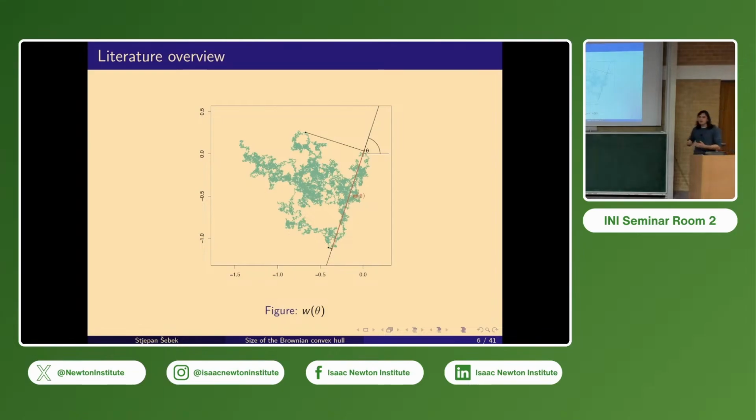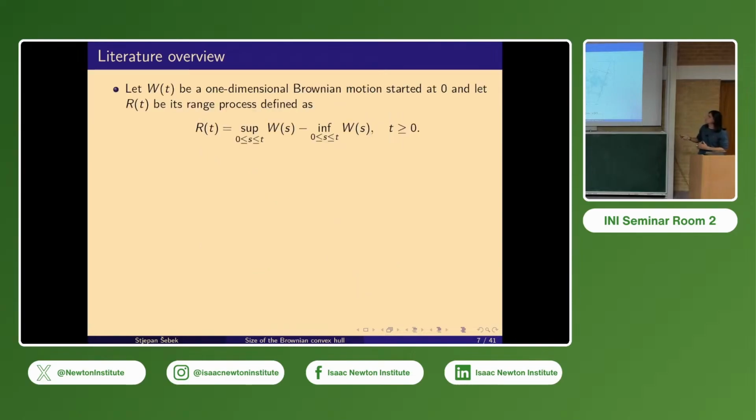But what are we really doing there? Regardless of theta, once we project this two-dimensional Brownian motion, we just get one-dimensional standard Brownian motion. So this parametrized width, regardless of the angle theta, is just the difference between supremum and infimum, or maximum and minimum, of one-dimensional Brownian motion. This is something we will be mentioning several times.